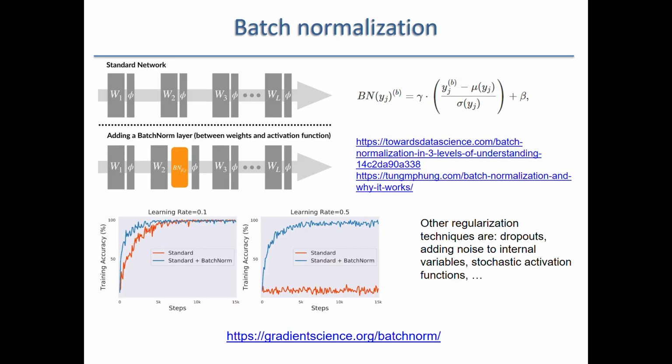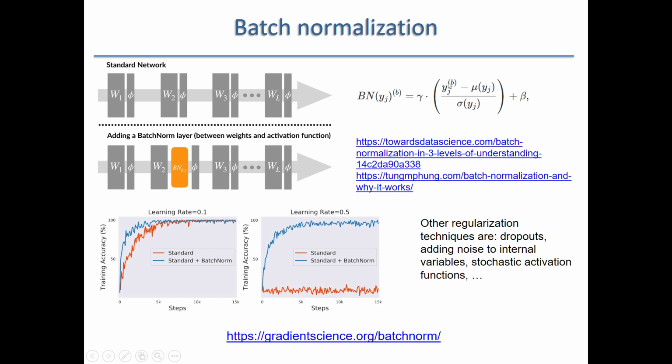We have mentioned this batch normalization. So here we have the standard network, we have the linear part and the activation function. So this is the nonlinearity. And then what you put in between these two is a batch normalization. So this batch normalization behaves like this. It has a set of inputs. So let's call these inputs yj.